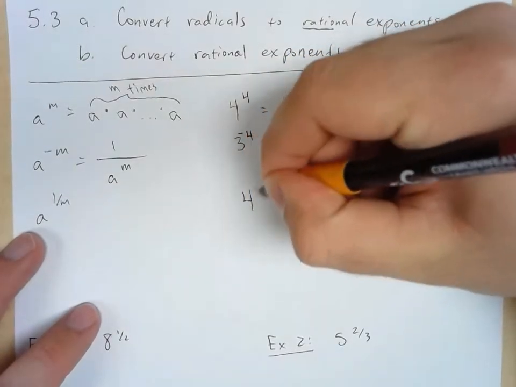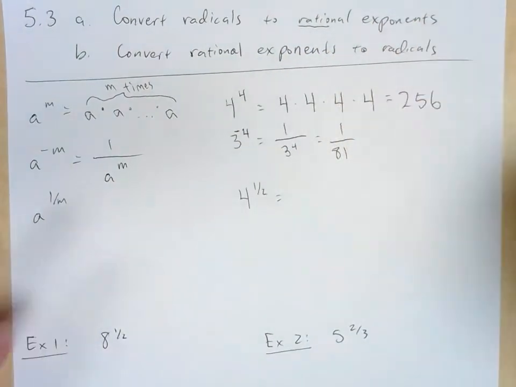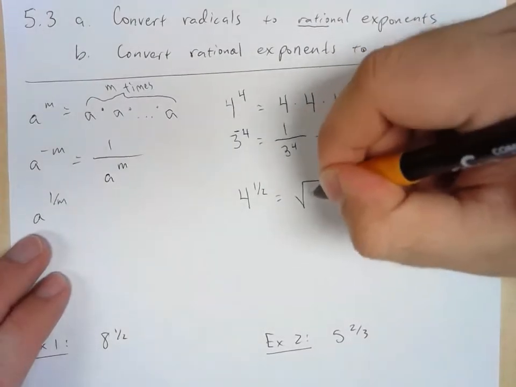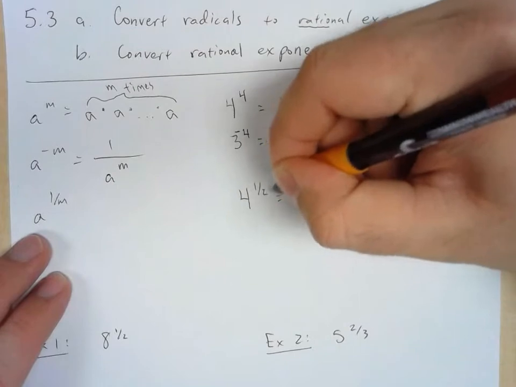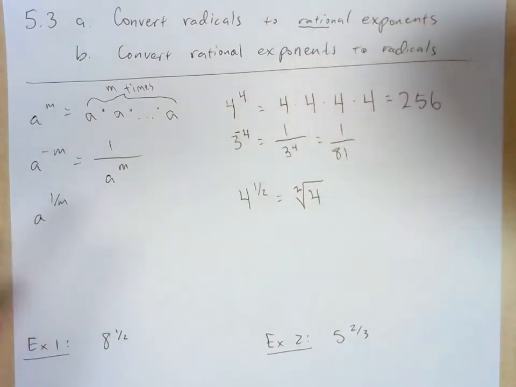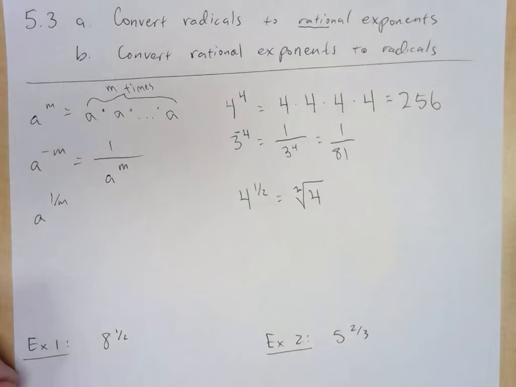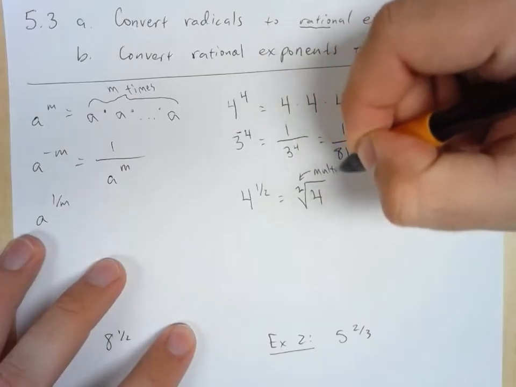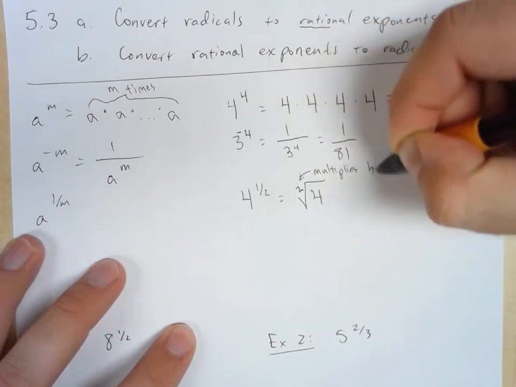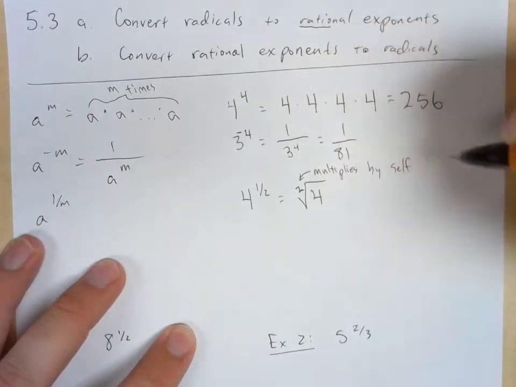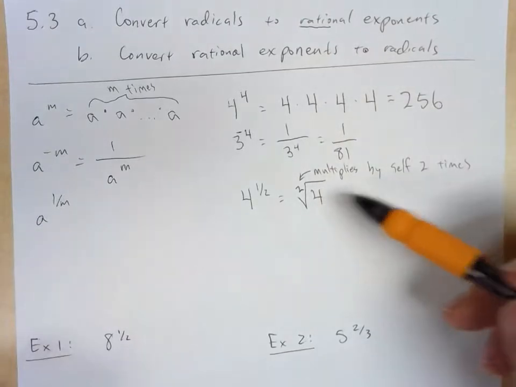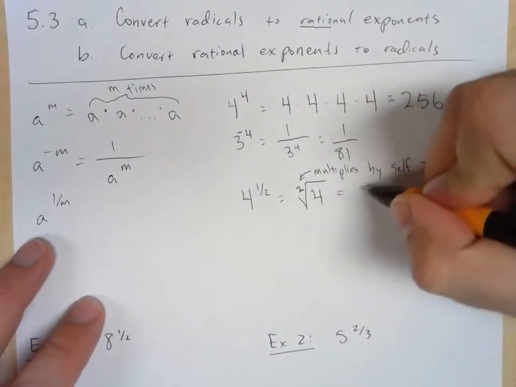So like 4 to the 1/2 is the same as saying the square root of 4, where we have this bottom number is what we call our index for our radical. And square, so multiplies by itself 2 times to be 4, which we can simplify this. We know how to do that. The square root of 4 is just plain old 2.